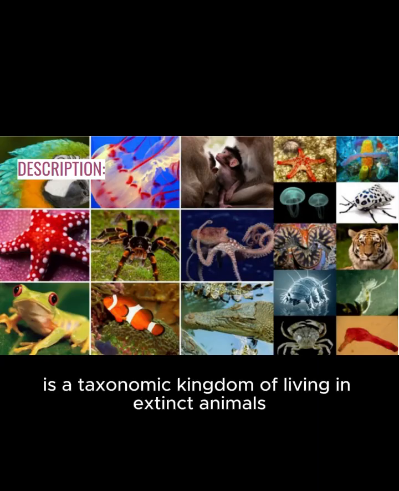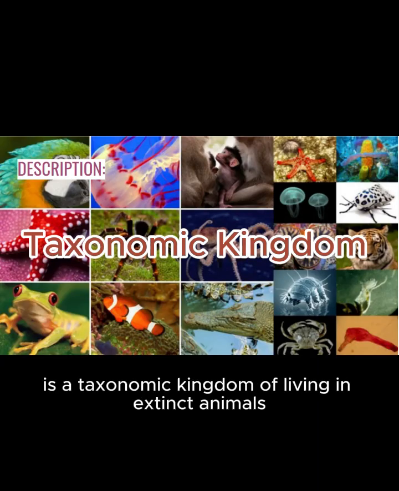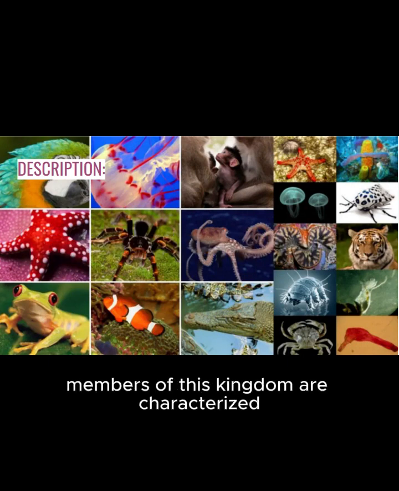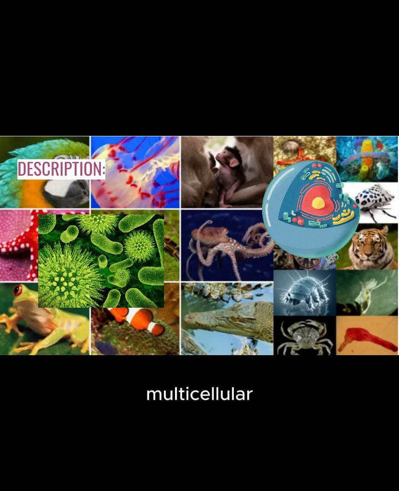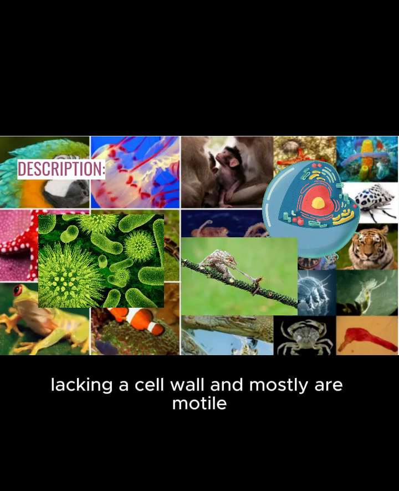Kingdom Animalia is a taxonomic kingdom of living and extinct animals. Members of this kingdom are characterized by being eukaryotic, multicellular, heterotrophic, lacking a cell wall, and mostly are motile.